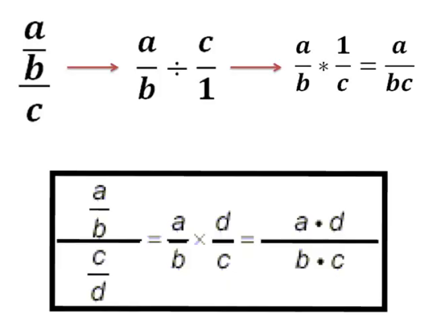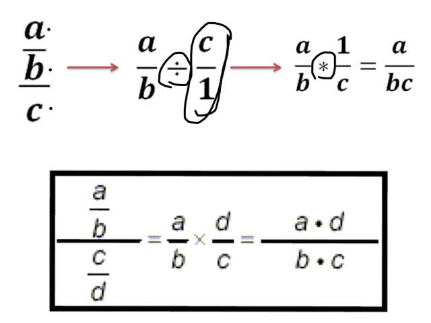But here it is again, a over b divided by c, and the first thing we're going to do is make c into a fraction. Then we're going to change the sign to multiplication and then invert this second fraction to 1 over c, and then we're going to finally just multiply. A times 1 is a, b times c is bc.